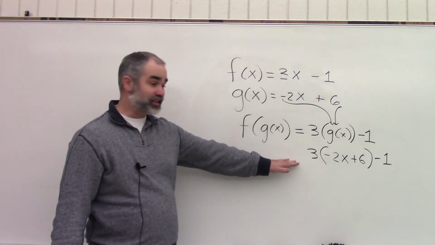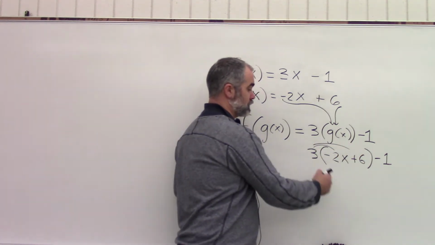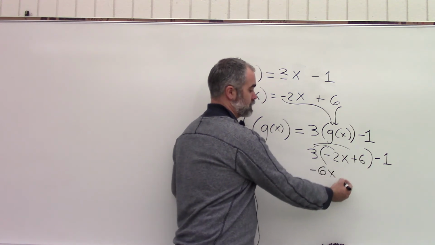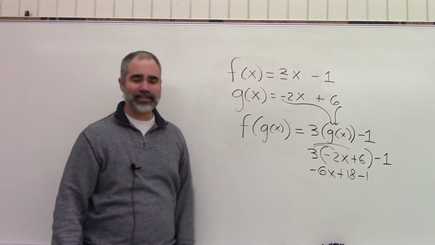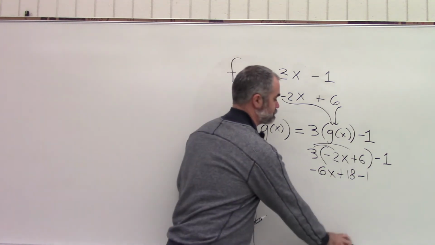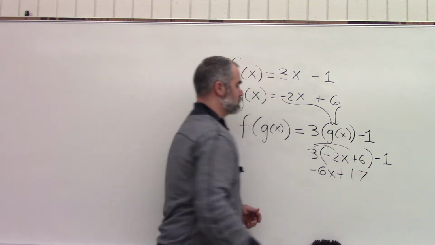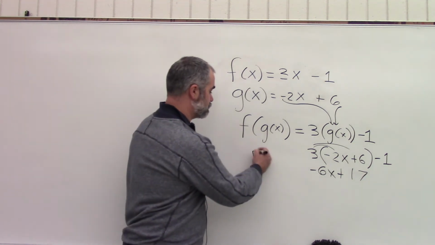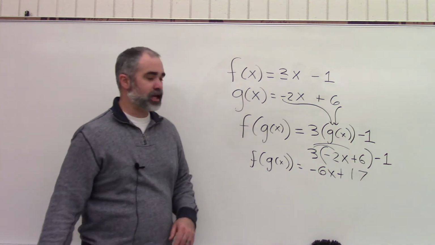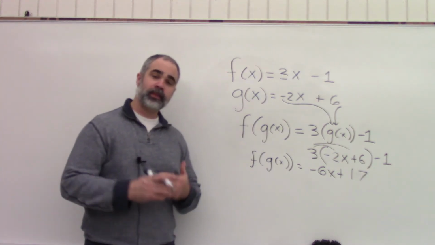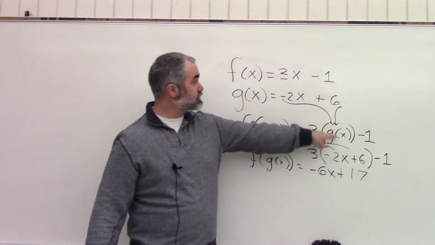Now we can simplify again like we did in the other problems. I would distribute the 3 in here, which would give me a negative 6x plus 18 minus 1. 18 minus 1 is 17. So when I'm all said and done, f of g of x equals negative 6x plus 17, because the entire function g of x is replacing the x in the function.